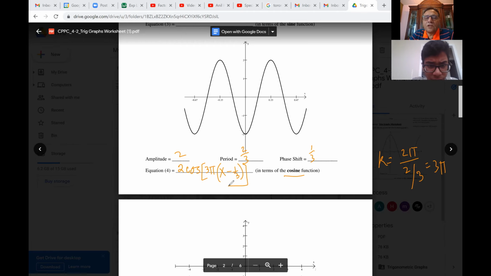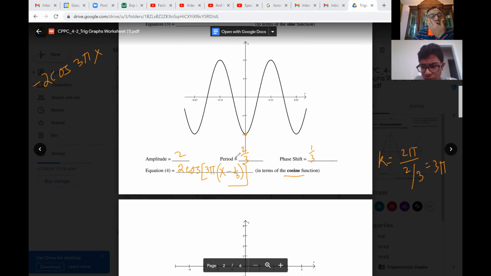See, this function we could have written as minus cosine also. So I could have started from here and written this as minus 2 cos of 3 pi x. You get it? In that case, the phase shift is incorporated by taking minus as the function.